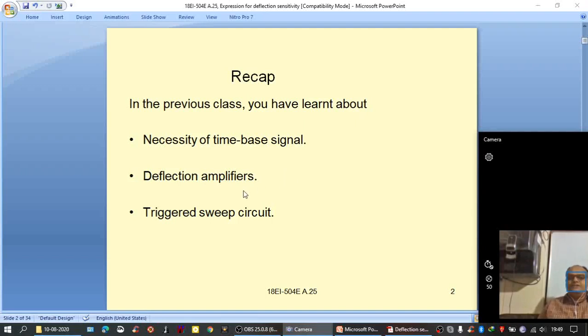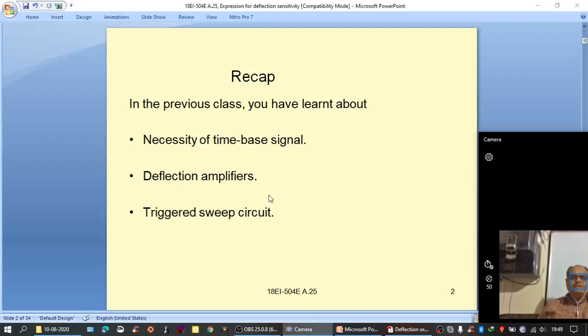Then coming to deflection amplifiers. Basically, the deflection system in a CRO consists of two parts. One is horizontal deflection system, the other one is vertical deflection system. Vertical deflection system consists of a vertical amplifier followed by a delay line, and vertical amplifier is used to amplify the applied input signal.